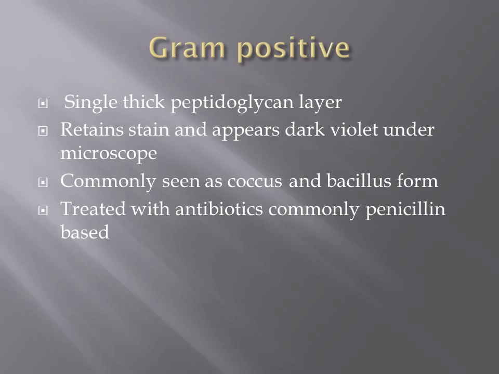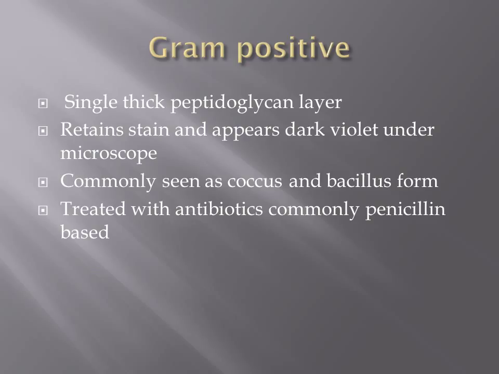You see the spherical cocci there, the rod-shaped bacilli, and then the spiral. Gram-positive bacteria have that thick peptidoglycan layer. That layer is what retains the stain when it's stained using the Gram method, and it appears dark violet under a microscope. Most commonly they're seen in the coccus and bacillus form, and mainly those are treated with antibiotics. First line of defense for those is the good old-fashioned penicillin-based antibiotics.